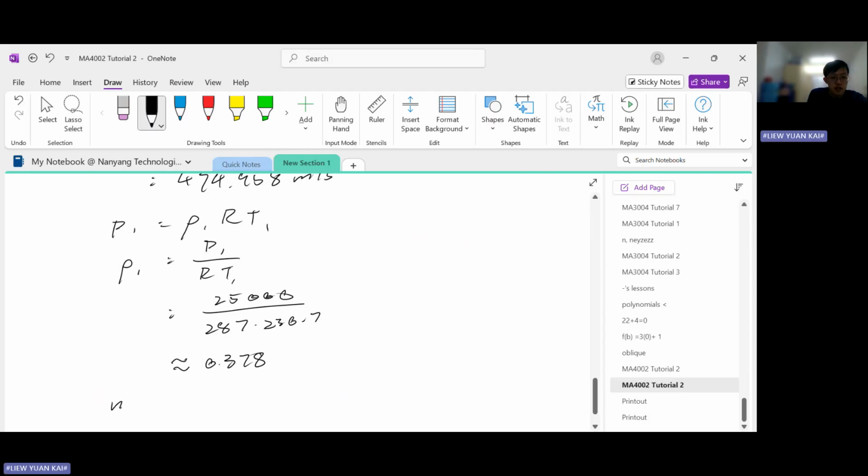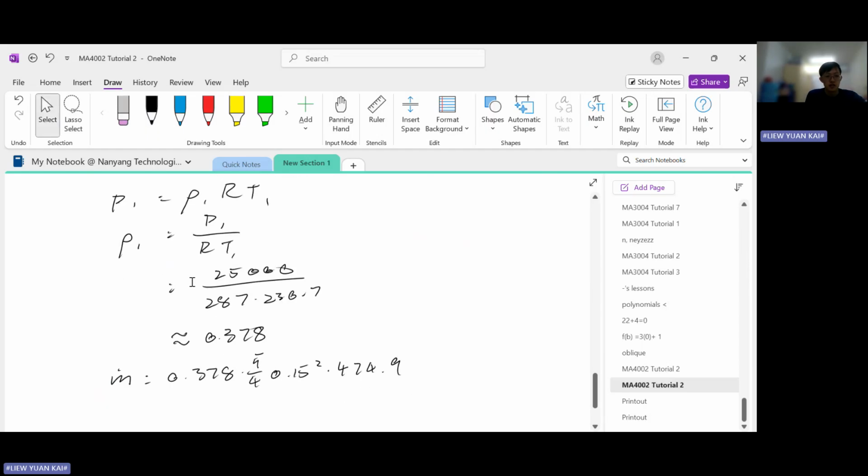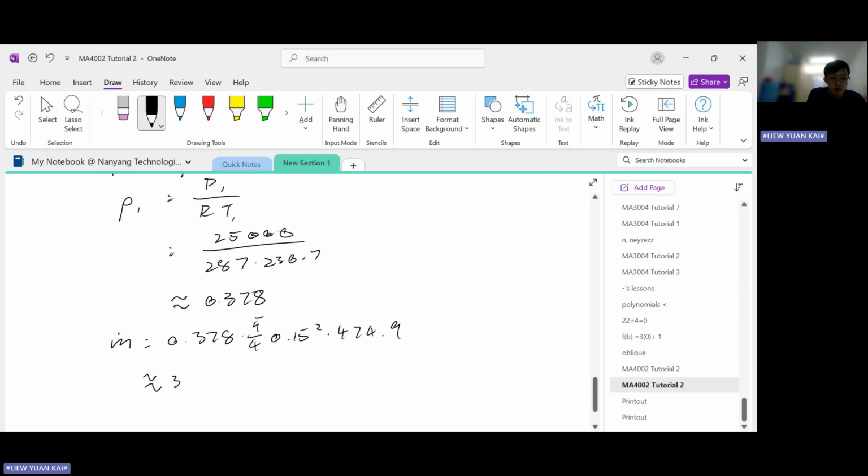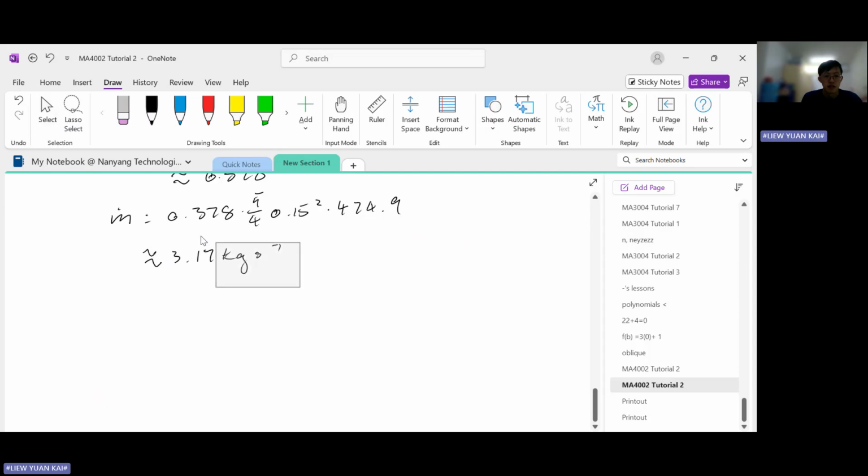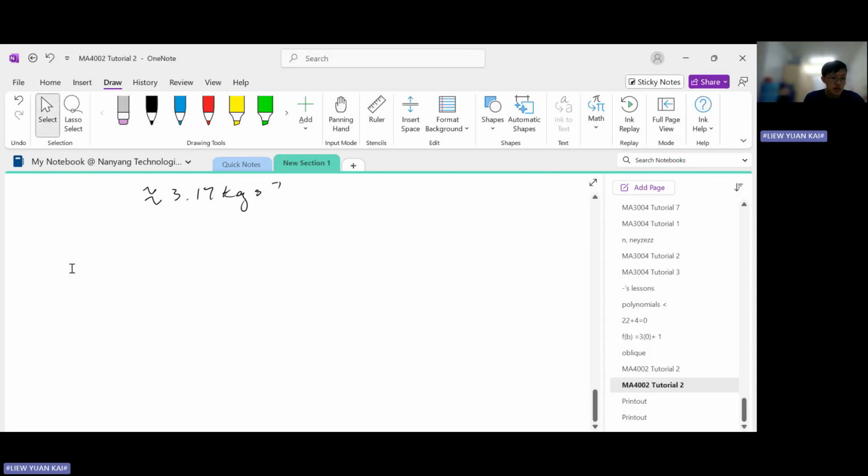Finally, we are in a position to calculate the mass flow rate: density times cross-sectional area times velocity. The velocity is 474.9, and you should be able to calculate 3.17 kilograms per second. This is slightly off from the version where we used the flow function. The flow function gave 3.18, but here it's 3.17. It's good enough. So now let's move on to question 2.